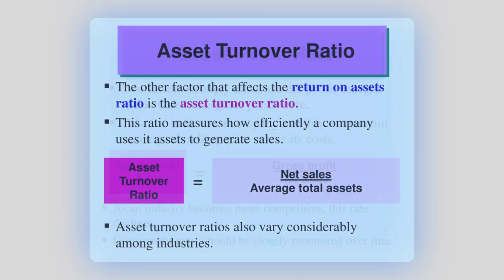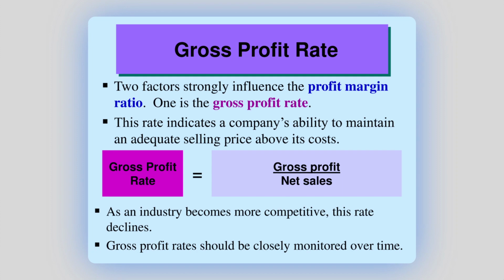You have also your gross profit rate, same as kanina. Gross profit divided by your net sales. So, two factors strongly influence the profit margin, one of which is the gross profit rate. Magkaiba yung class, because your gross profit is sales minus cost of sales. Net income naman nasa baba na siya, okay?